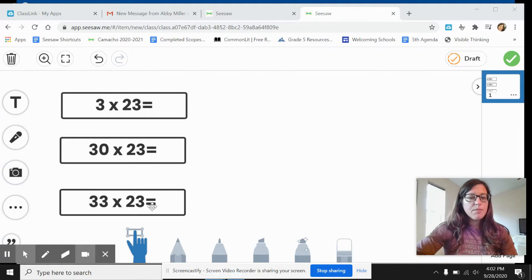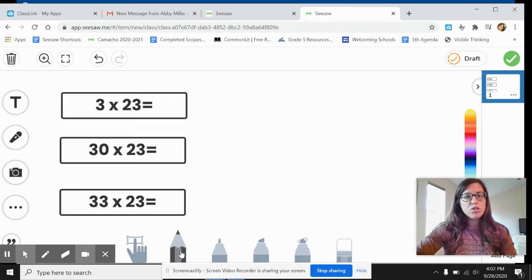And these three problems are really helping us build up to a strategy called partial products. So you might notice that all of these are times 23. And my last one is 33 times 23. And here are two parts of that. If I'm trying to figure out 33 groups of 23, I can use 30 groups plus 3 groups to help me figure that out. So let's start out with this first one.